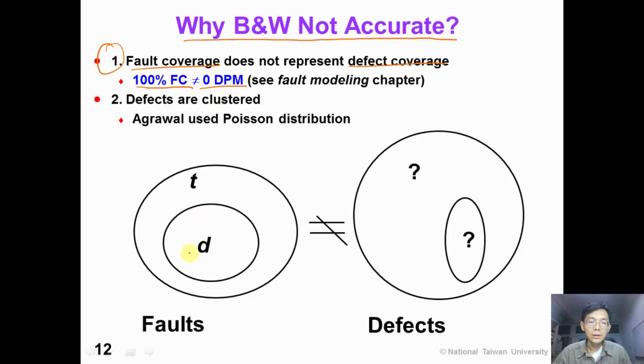Even if we know that we can detect D faults out of a total of T faults, we still don't know how many defects we can detect among a total of how many defects. The detail of this point will be discussed again in the fault modeling chapter. The second reason is that instead of uniform distribution, defects are actually clustered. So in the Agrawal model, they propose to use the Poisson distribution.